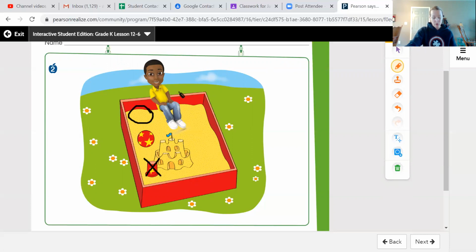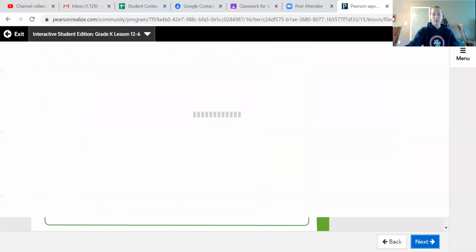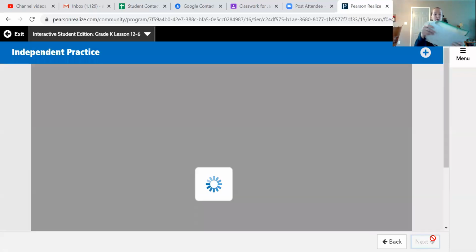And next we need to draw an object that looks like a rectangle next to the sandbox. Next to, so you could go over here on this side or over here on this side, and you're going to draw a rectangle. 4 sides. The opposite sides have to be the same length. Good job. When you are done, go ahead and flip to the last page. Do the hard flip.